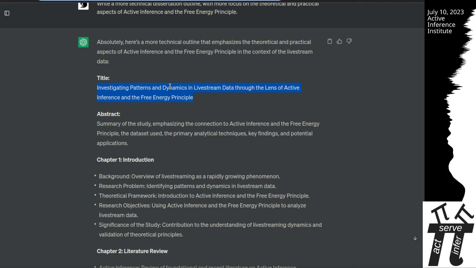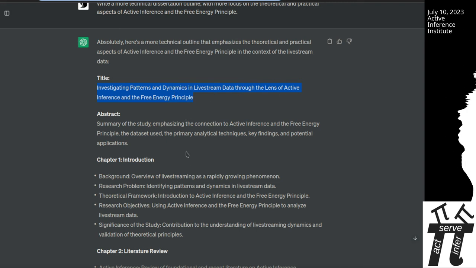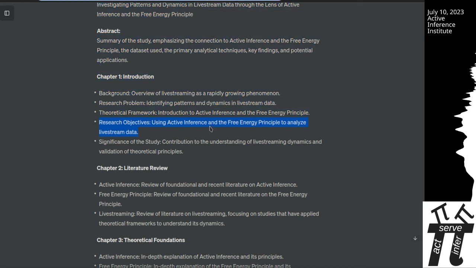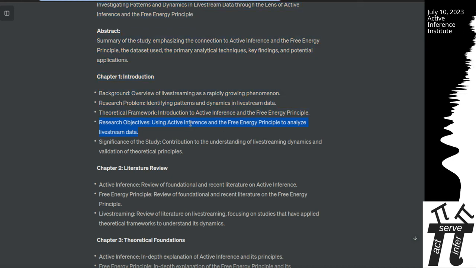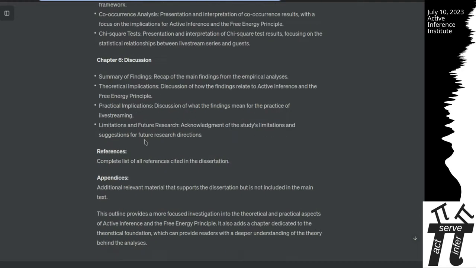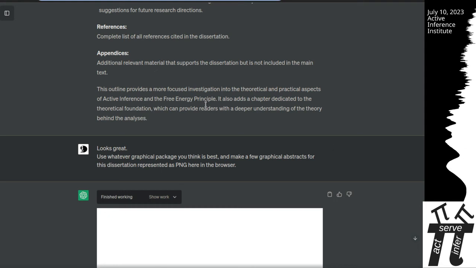And so this got a lot closer to where I want to be, investigating patterns and dynamics in live stream data through the lens of active inference and the free energy principle. Here we begin with some situational awareness around live streaming as a rapidly growing phenomenon and begin to introduce the topic and the reasons why live stream data are useful, or at least give us a useful perspective to swap into about active inference. Some interesting sections, so definitely a lot of areas for future work.